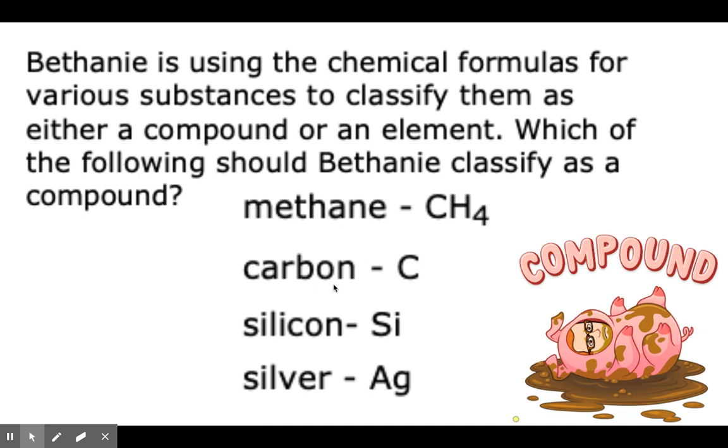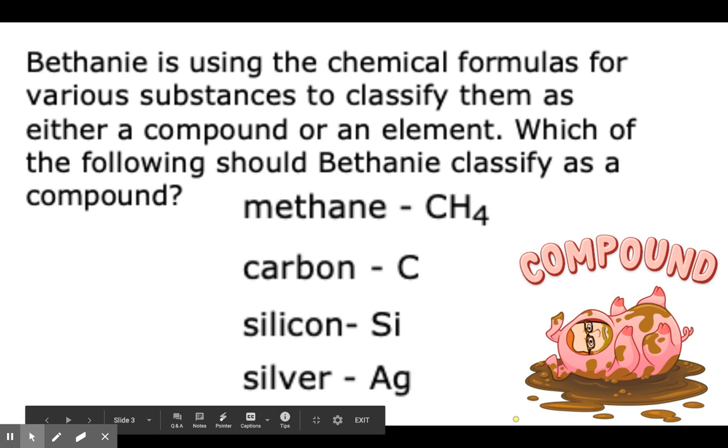However, should you just pick the first thing and you think it's right without looking at the other ones? Oh, no. Should never do that. Go ahead and look at the other answer choices. We have carbon, which you can find on the periodic table of elements, so it's an element. Silicon, same thing. Silver, same thing. It's on the periodic table of elements. It's an element. Its symbol is Ag. It's only one thing. It has a capital letter and lowercase letter. You know that's a symbol for one type of element. So the answer is methane.